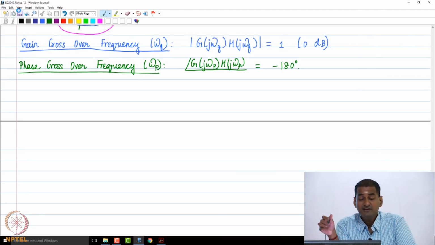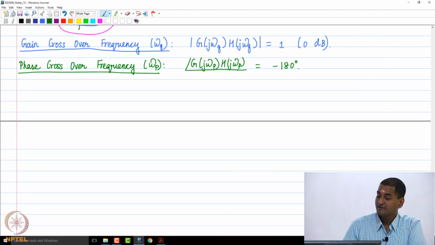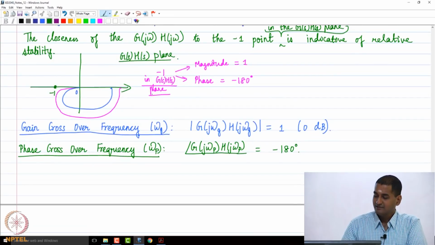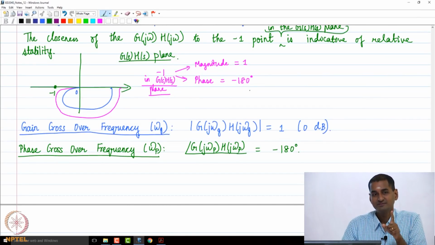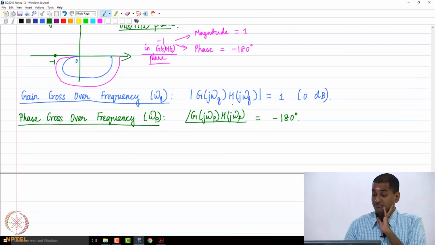Of course, you can immediately see how these definitions are motivated, right? Because the minus 1 point has a magnitude of 1 and a phase of minus 180 degrees. That's motivating these two definitions. Of course, if omega g equals omega p for some particular open loop transfer function, what does it immediately imply? That the open loop transfer function is passing through the minus 1 point at that frequency. Is it not? Think about it.